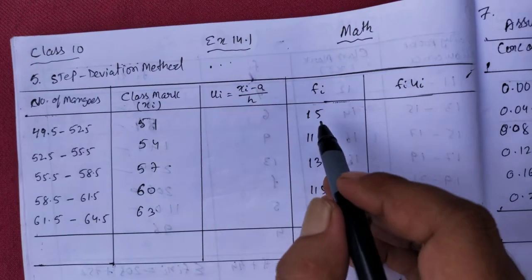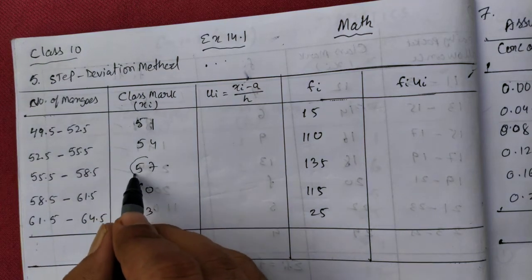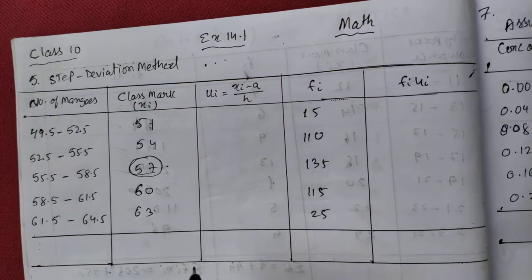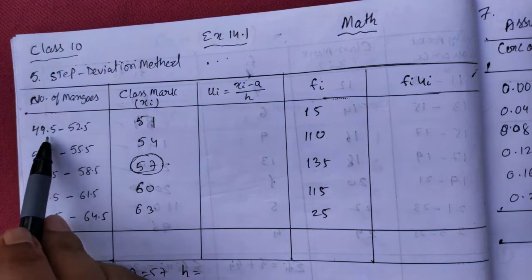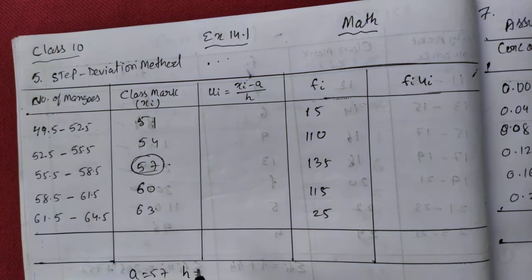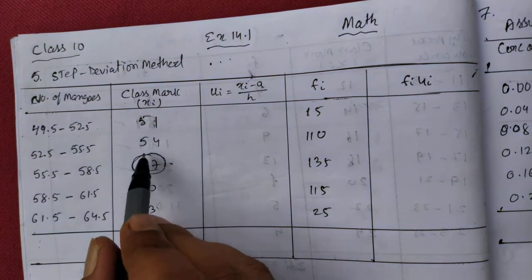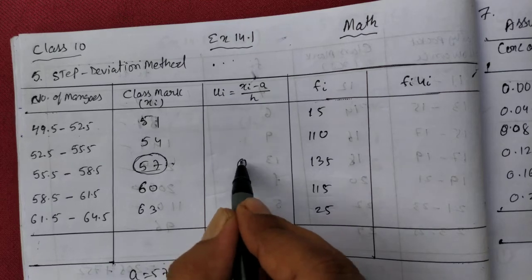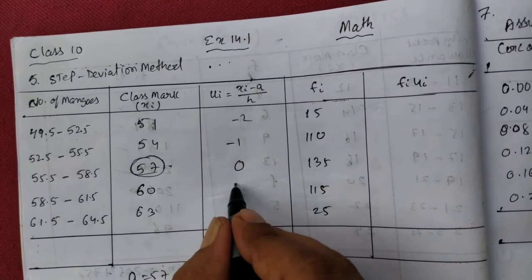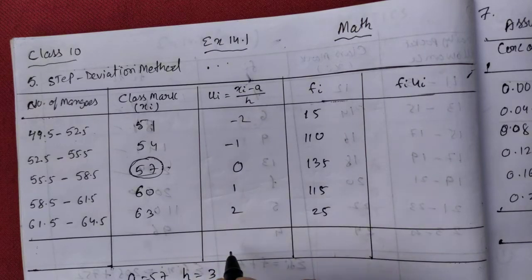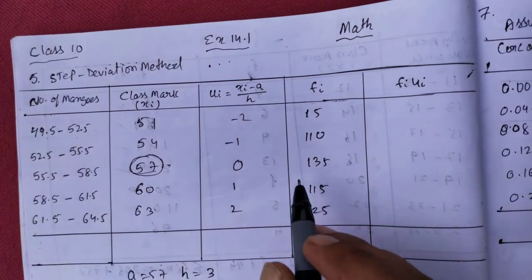Since the numbers are very big, I'll use the step deviation method so the calculation becomes quicker. I'll select A as 57. The h is the class size, which is the difference between these two, 3. In the step deviation method, for the selected one we write 0. If you go up, it is -1, -2. If you come down, it is +1, +2, and if more numbers are there, 3, 4, like that. Now it becomes easy to multiply.